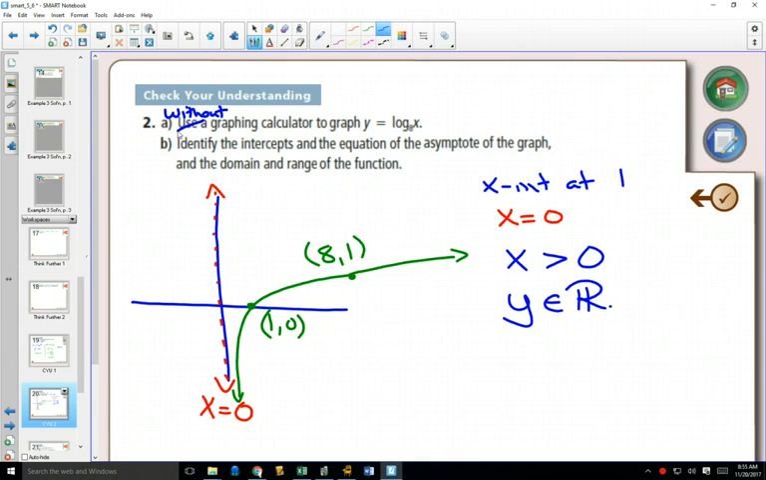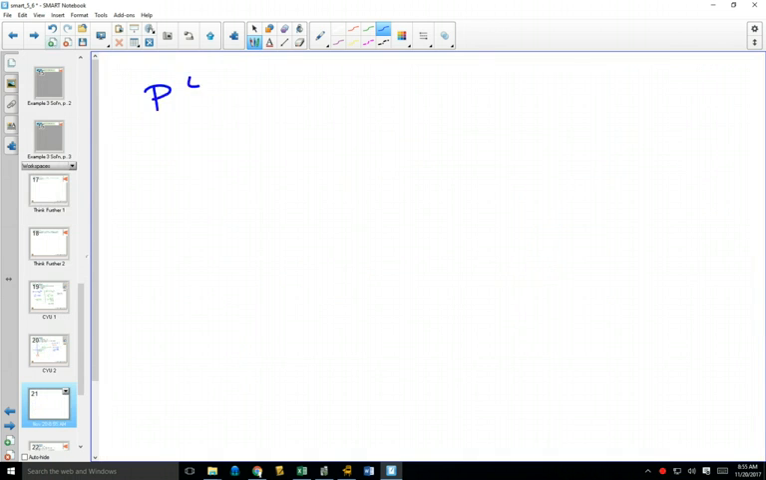So now I'd like you to turn to page 400. I believe that's a blank page. Ooh.